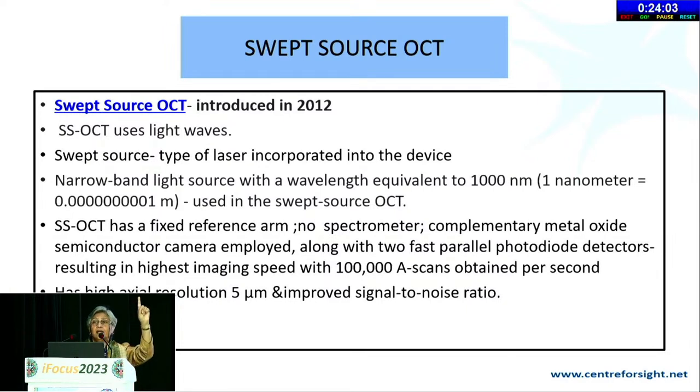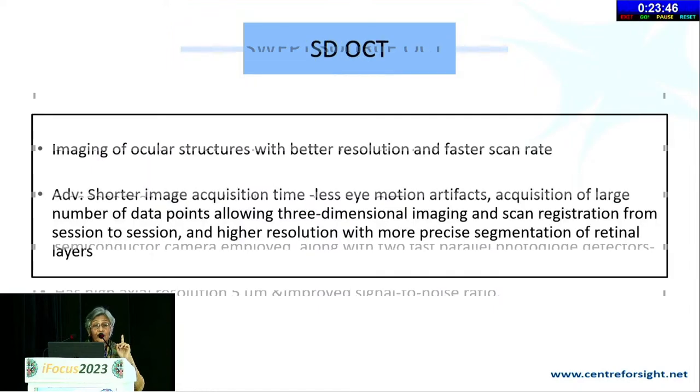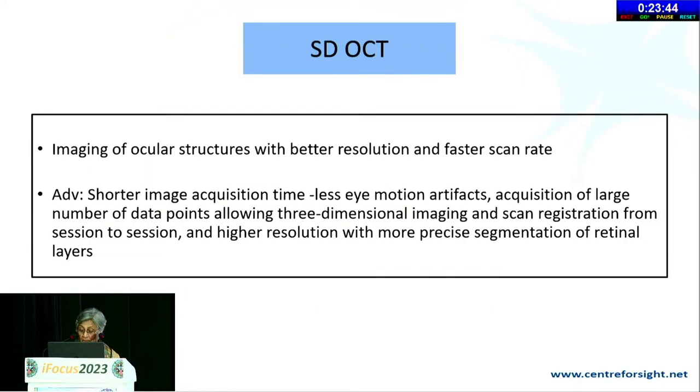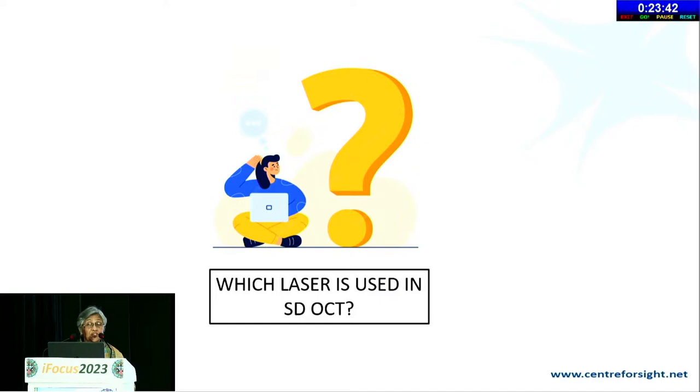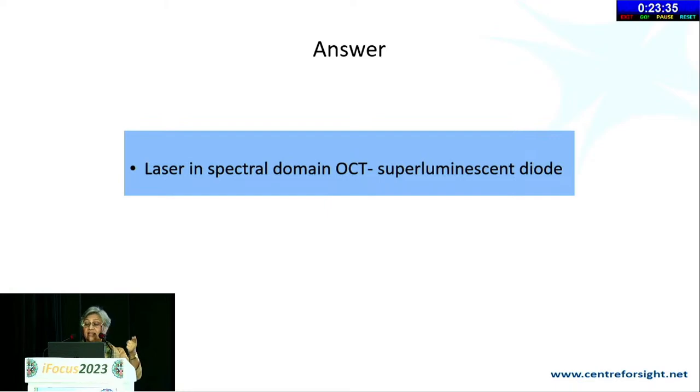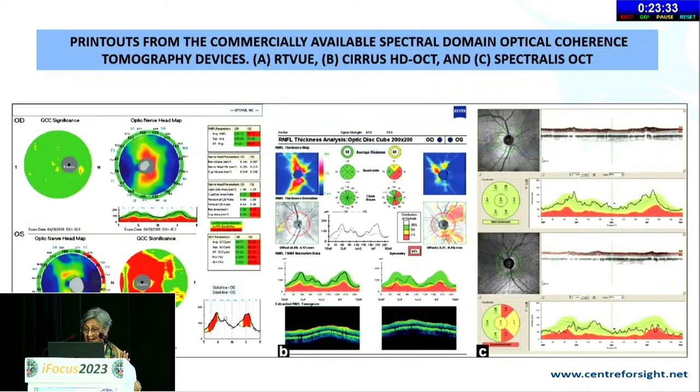So we had time domain, how much? 400. Then spectral domain, how much? 20,000. And now we come to lakhs: 100,000 A scans per second. Resolution? 10, 5, 5, and improved signal to noise ratio. Remember, we want a very good signal to noise ratio. Now, which laser is used in SD OCT? I've just mentioned it: the superluminescent diode.